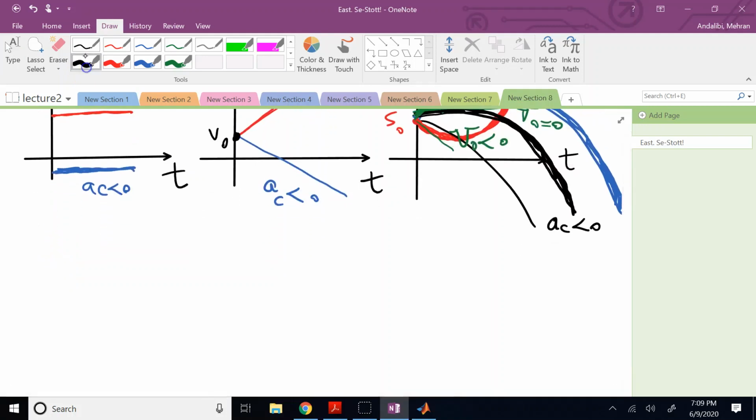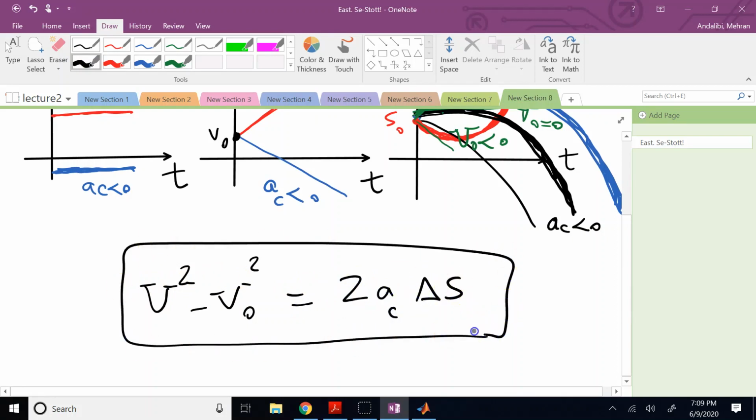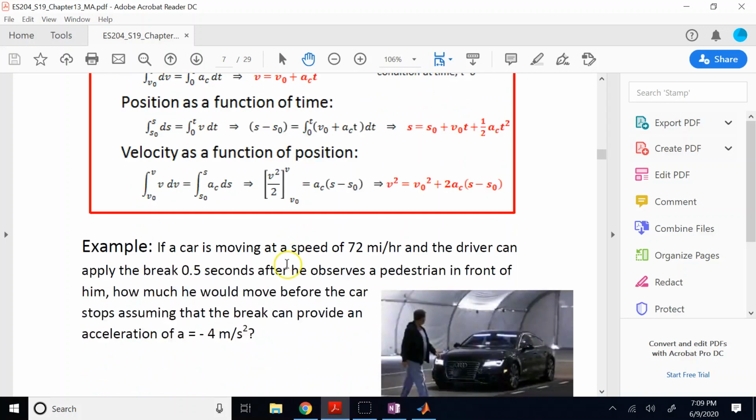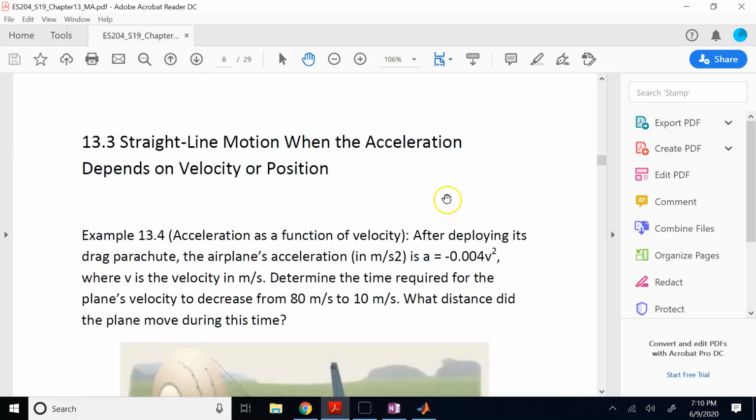And finally, we had the time independent equation, which says v squared minus v0 squared is equal to 2a times delta s. So you see, it relates a, s, v, and v0 together without the need for time. So this is an extremely important equation that we use a lot in this course. Again, I'm going to go over this example later, okay? Because we want to solve some stuff in classroom.